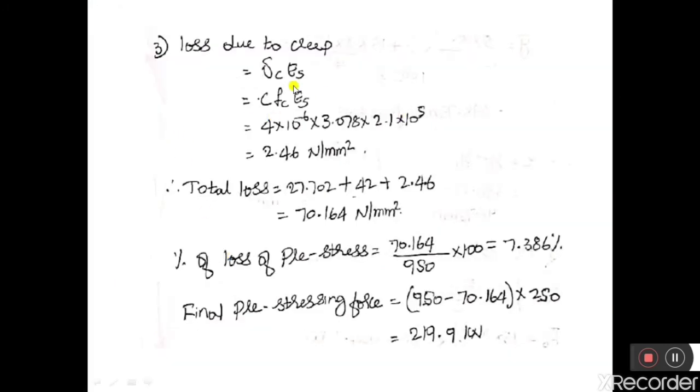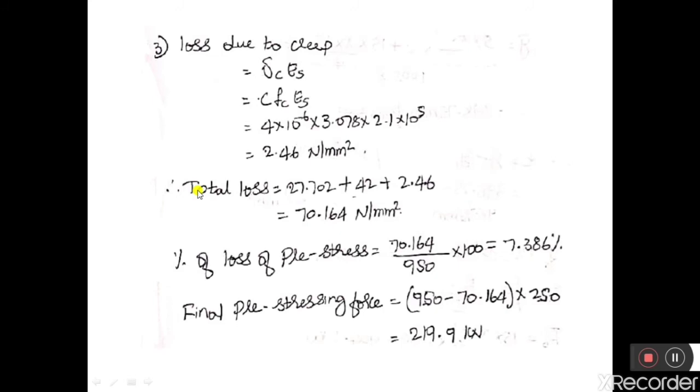Loss due to creep. So here in the question, creep coefficient is not given. They have given ultimate creep strain. Therefore the formula is delta C into ES. So delta C is C into Fc. So C is ultimate creep strain, that is 4.4 into 10 to the power of minus 6. Fc is stresses in concrete 3.078, and ES is Young's modulus of steel 2.1 into 10 to the power of 5. Therefore loss of prestress due to creep of concrete is equal to 2.46 Newton per mm square.